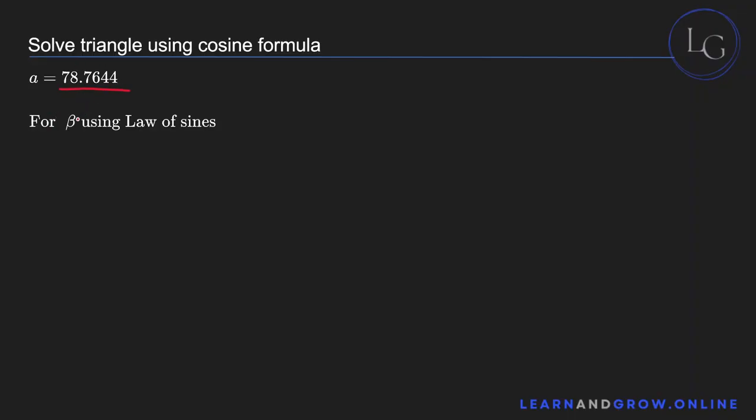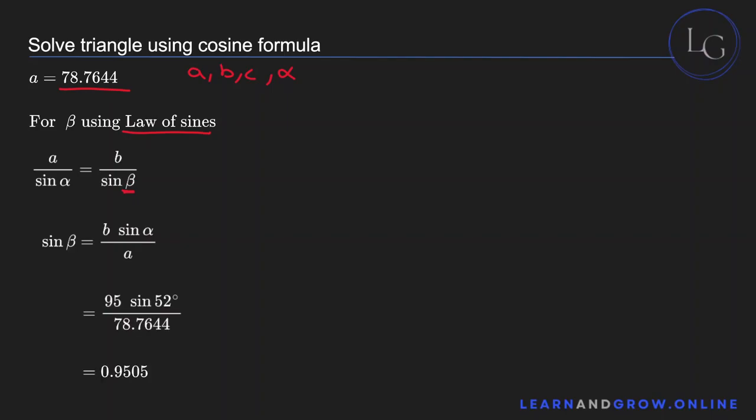Now that you have the side A, you would basically have all three sides, A, B, C, and you also have the angle alpha. So now using the law of sines, you can find out the angle beta and gamma as well. So now A over sine alpha is equal to B over sine beta. So now you can use this to find out the value of this angle beta.